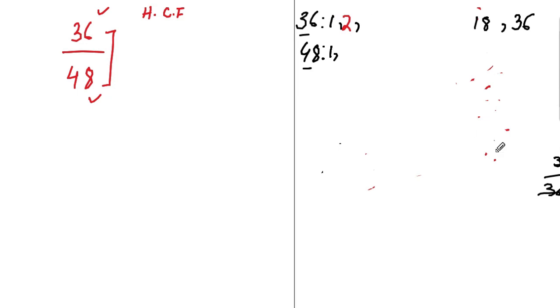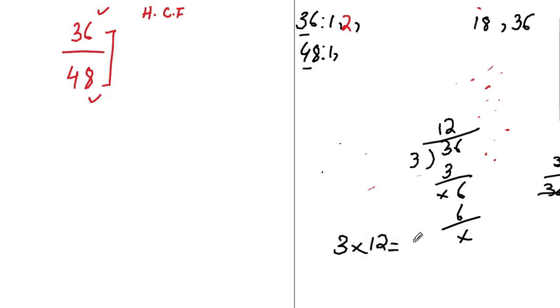Now coming towards 3. I'm not going to use the bus stop method anymore. 3 times 1 is 3, and then you have 6, so 3 times 2 equals 6. So here you have 3 times 12 equals 36. Which factors did we get? For 36 we got 1, 2, 18, 36, and from 3 you got 3 and 12. I'm writing 12 here.